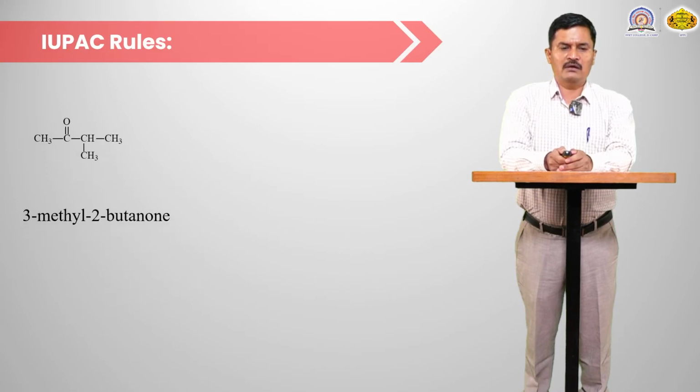For example, CH3, CO, CH, CH3 and CH3. In this straight chain there are 4 carbon atoms. At the 2 position there is a carbonyl carbon, and at the 3 position there is a methyl. So 3 methyl, and how many carbon atoms are present in this straight chain? 4. So butane means butanone. The last letter E is replaced by ONE. So 3-methyl-2-butanone.